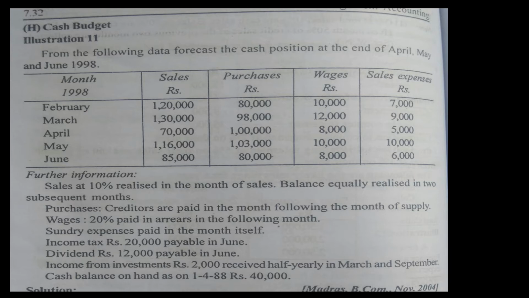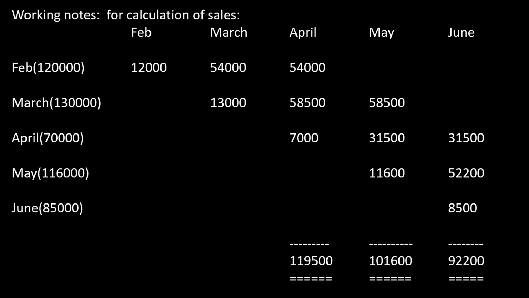We'll go to the next page. First we are doing the working note for sales calculation. This is the way you calculate sales, because the sales are divided into three parts. For example, the February sales are 1,20,000. 10% is collected in the same month, February itself. The remaining is 1,20,000 minus 12,000, which gives 1,08,000.